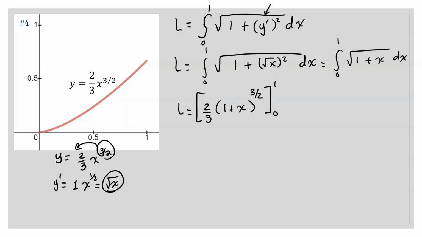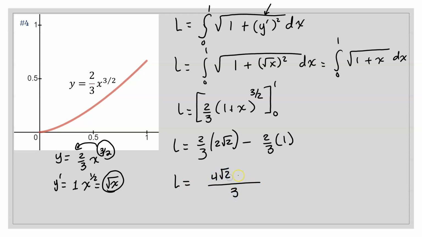So when we plug in 1, we will have 2/3 multiplied by 1 plus 1 is 2, square root of 2 to the 3rd power, that would be 2 square root of 2, minus 2/3 multiplied by 1 to the 3/2 would be 1/2. So that is going to give us, everything is over 3, that is 4 square root of 2 minus 2, and that is the length of that curve from here to here.